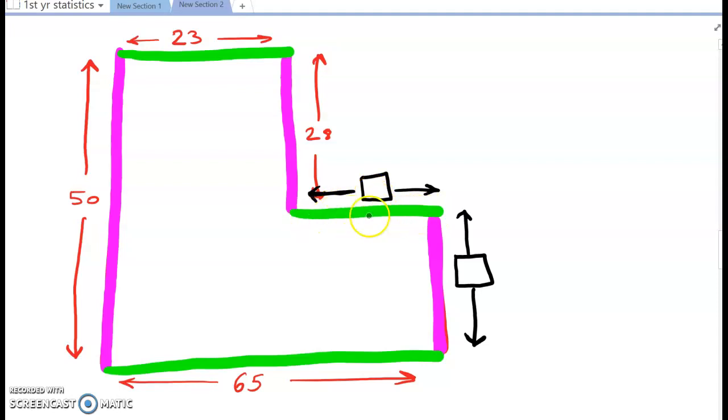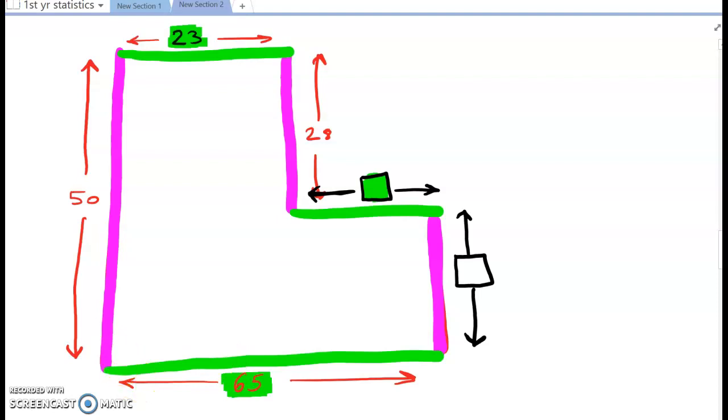What color line is it? It's green, isn't it? So I'm just going to highlight that green. I need to look at the green lines, the ones I've highlighted green, and the numbers that go with them. So there's one, and there's another. Okay? Now let's just take a look at this here.